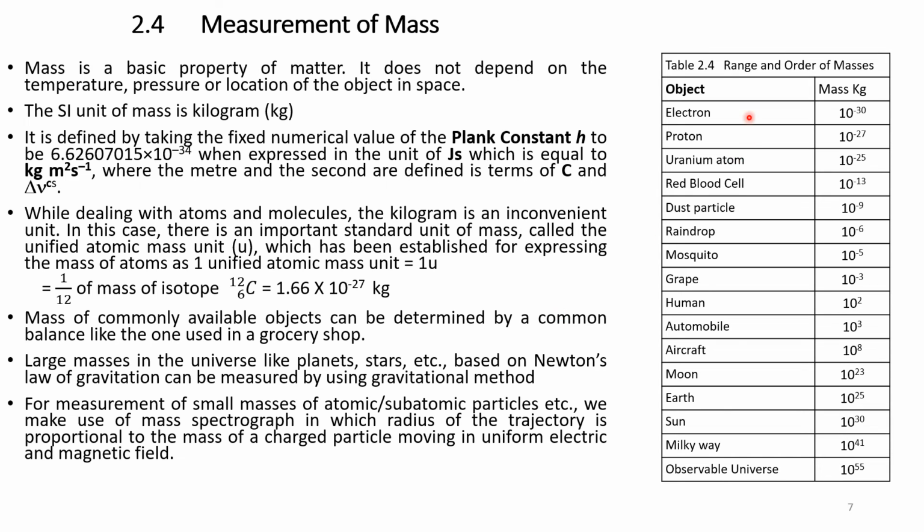Table 2.4 shows the range and order of masses. Column 1 shows the object and column 2 gives mass in kg. The mass of an electron is 10 to the power of minus 30 kg. The mass of proton is 10 to the power of minus 27 kg. Uranium atom weighs about 10 to the power of minus 25 kg. Similarly, so many other items are listed here. You please note down and go through it. The largest mass is that of an observable universe, that is 10 to the power of 55. So the range and order of masses vary from 10 to the power of minus 30 kg to 10 to the power of plus 55 kgs.